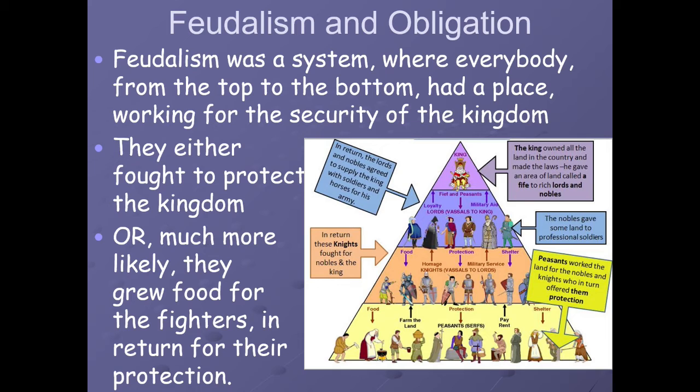Feudalism was a system where everybody, from the top to the bottom, had a place working for the security of the kingdom. They either fought to protect the kingdom, or, much more likely, they grew food for the fighters in return for their protection.